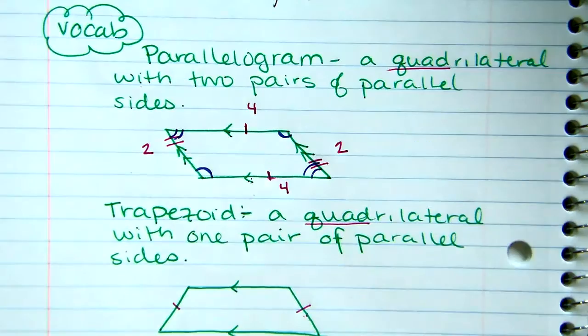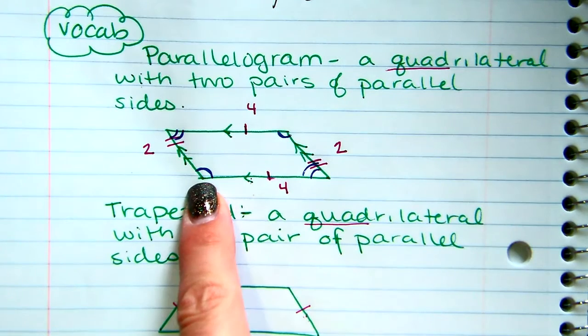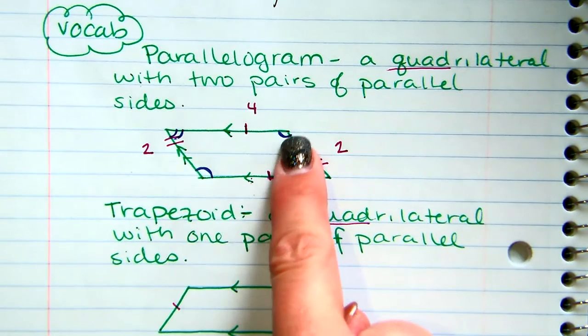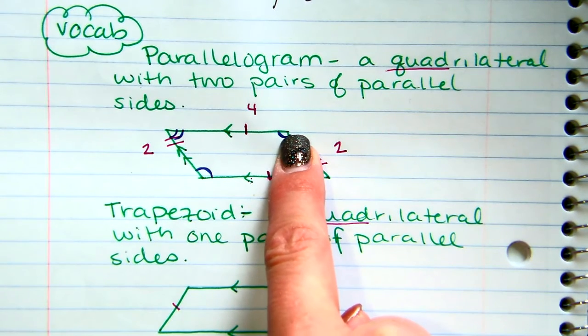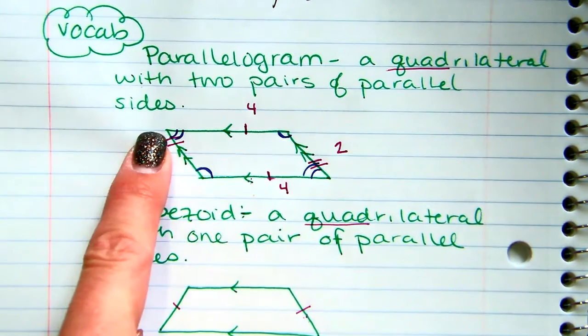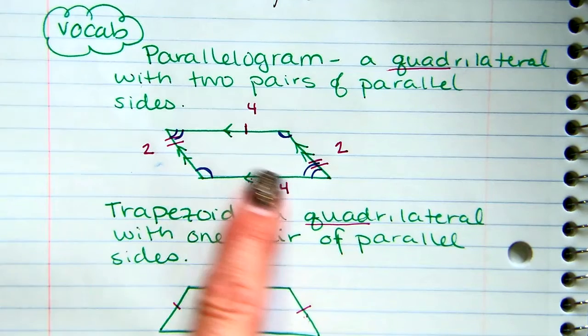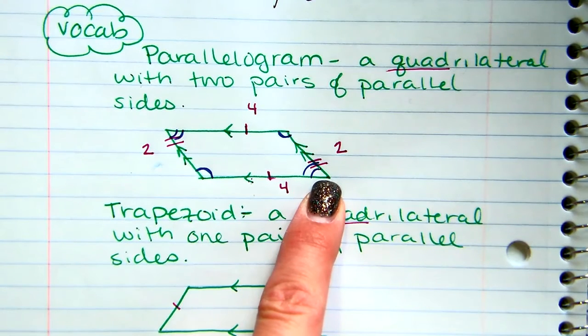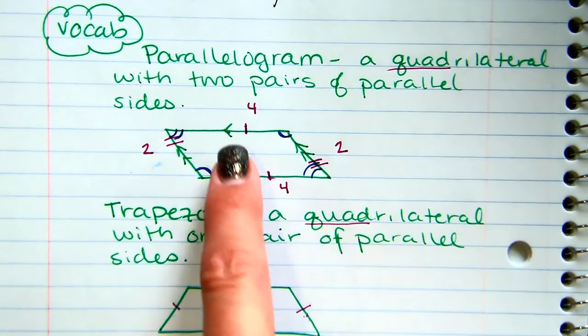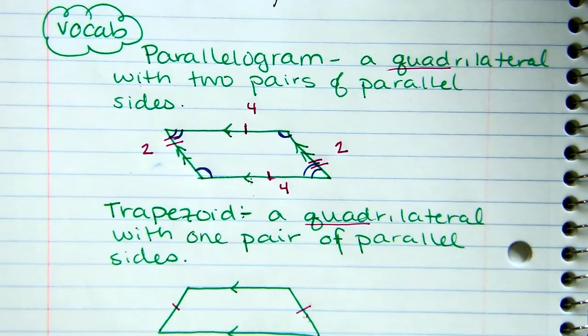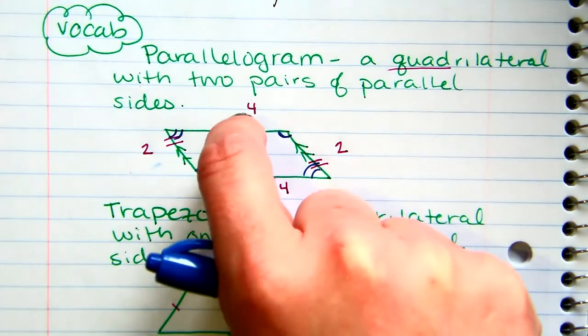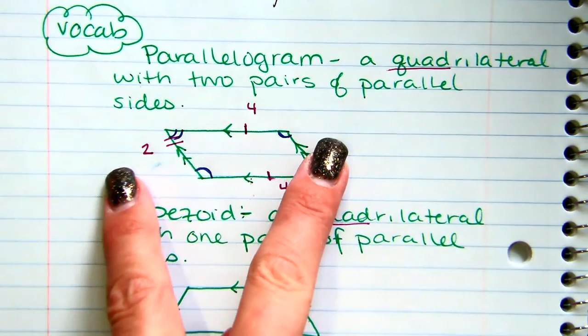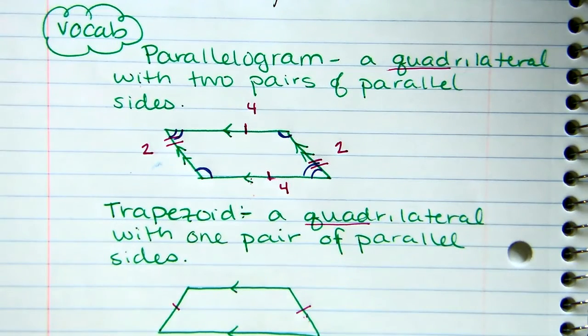So that means that this angle down here is congruent to this angle here, and this angle here is congruent to this angle down here. So once again, a parallelogram has 2 sets of parallel sides, and the opposite sides are congruent to each other, just as the angles are congruent to each other.